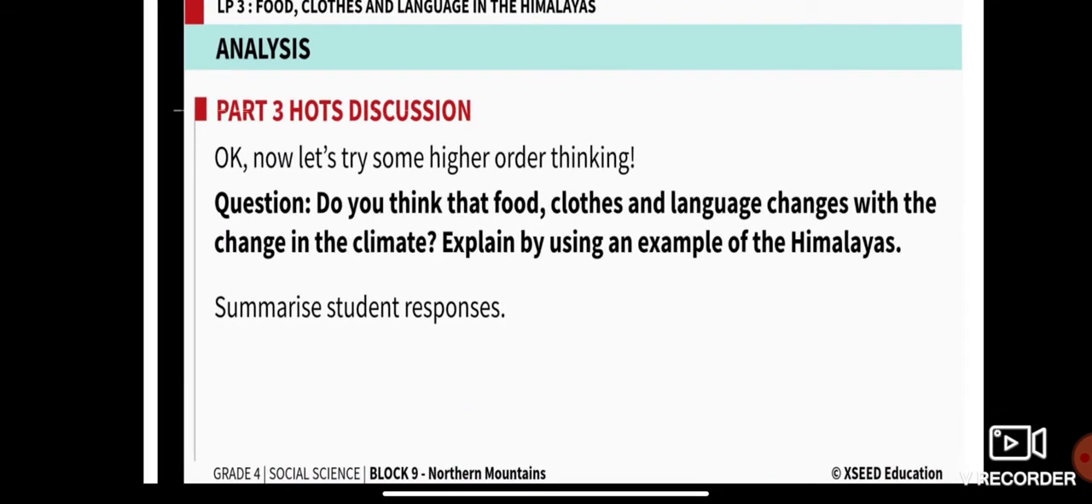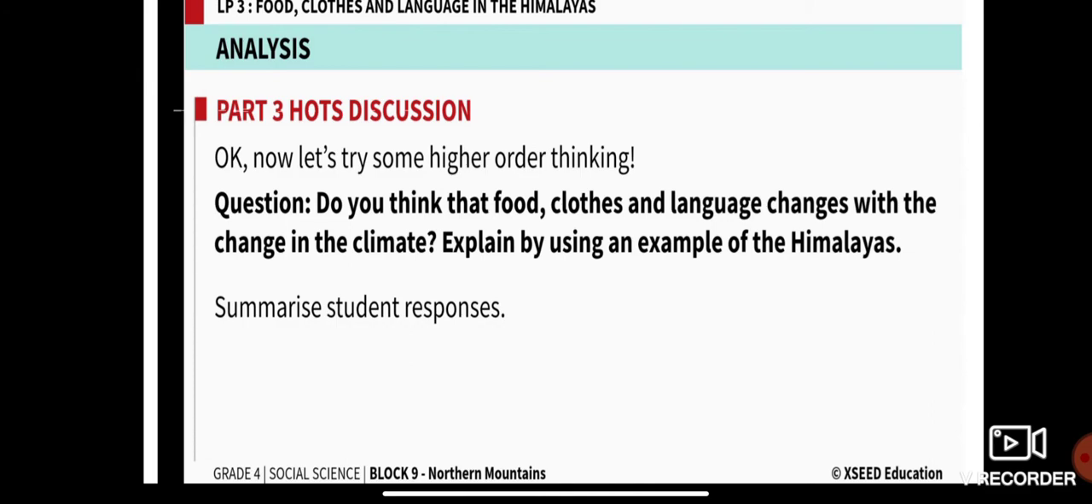So here is the hot question, let's try something higher order thinking. Do you think that food, clothes and language change with the change in the climate? Explain by using an example of the Himalayas. It's very simple, very easy, and I hope you all know the answer.